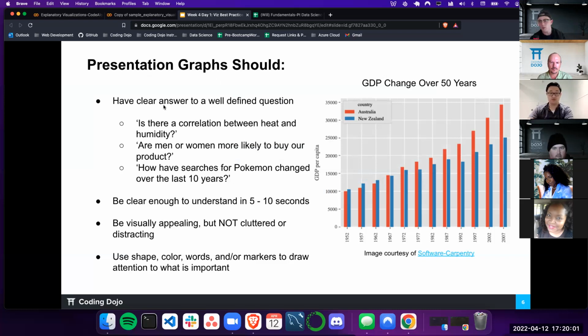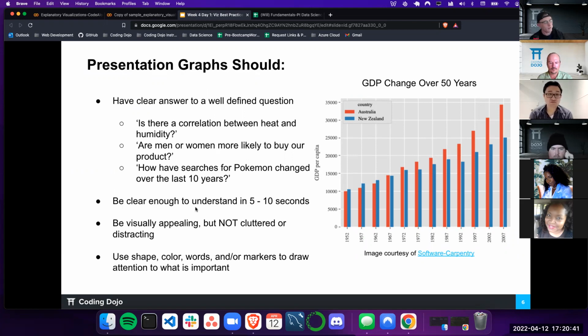And so there's a couple things when we're dealing with these. That's the idea behind explanatory visualizations. Here are some different attributes and characteristics of what we want. We want to have a clear answer to a well-defined question. So is there a correlation between heat and humidity, or are men or women more likely to buy our product? How have searches for Pokemon changed over the last 10 years? And this real world example of, what was the impact of the wearable feature being turned on versus turned off, right? So we'd want to have this clear question that we can give a clear answer to.